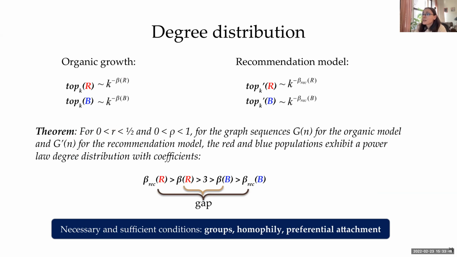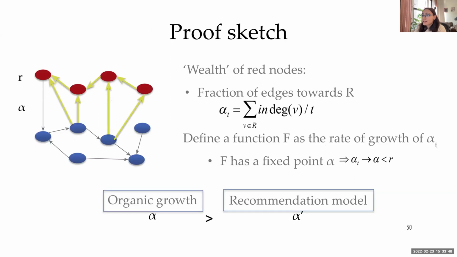What we begin with here is that if we start looking at the wealth of the red nodes, meaning the fraction of edges that are directed towards them. So this is the red and the blue nodes, let's say, and red are in some fraction R. If we look at the fraction of edges towards them, the rate of growth of this fraction would converge as the network grows to infinity. And it grows towards a fixed point.